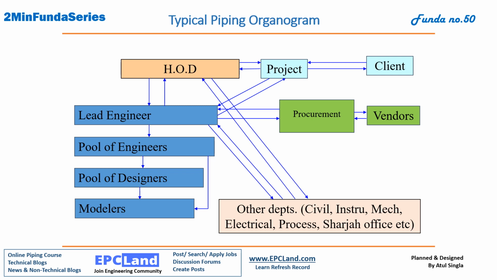So HOD and lead engineers are always interacting with other disciplines, as mentioned in the bottom right corner: civil, instrumentation, mechanical, electrical, process, and other teams. Other than engineering, we have procurement and vendors. The piping team is interacting with the procurement team. They are directly interacting with vendors, getting and sharing information from the vendor to the piping team. So this is a typical organogram where piping engineering is involved. Here we can see how things are interacting and how a project is done.